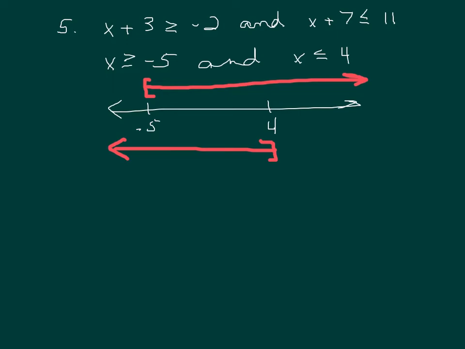But the correct answer would be negative 5 to 4, because that's where the two solution sets overlap, and so the solutions in that interval are included in both solution sets. So let's look at your answer for a minute.